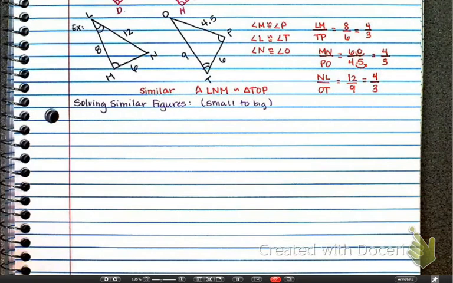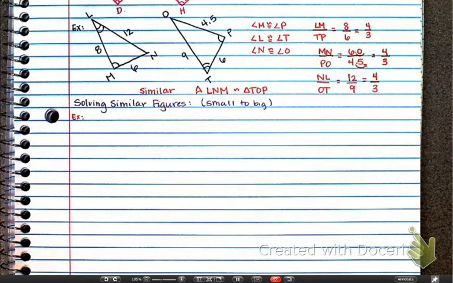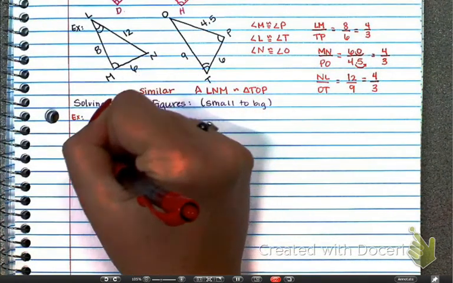Solving similar figures, and we're going to go small to big. Now the nice thing about solving similar figures is that you're going to set up a proportion, and if you set up the proportion correctly, you should know how to solve it, right? We're pretty good at solving proportions. So as long as it's set up correctly, you're going to be okay, hopefully. So we're going to draw again.